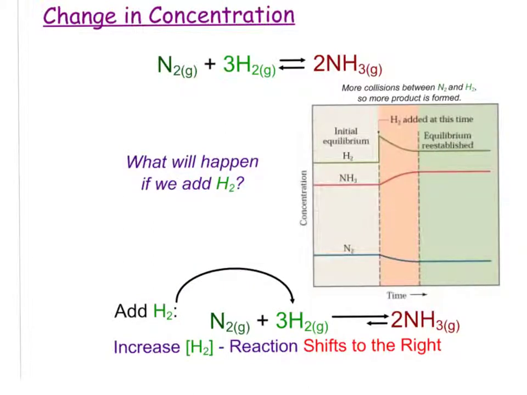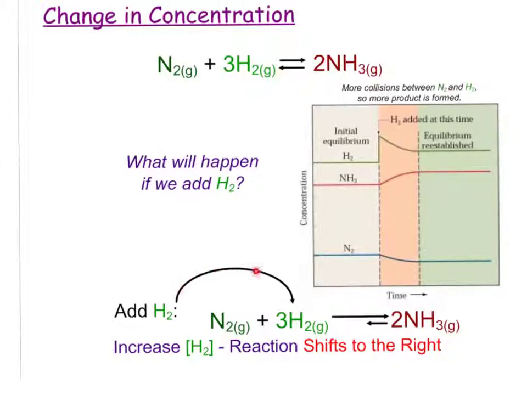So let's look at the specific things that we can change in a reaction at equilibrium. Let's start with concentration. So let's look at changing the concentration within a reaction. Here's a reaction, the synthesis of ammonia, and it is at equilibrium. We have the rate of the forward reaction equal to the rate of the reverse reaction. What happens to this if we add more hydrogen gas?